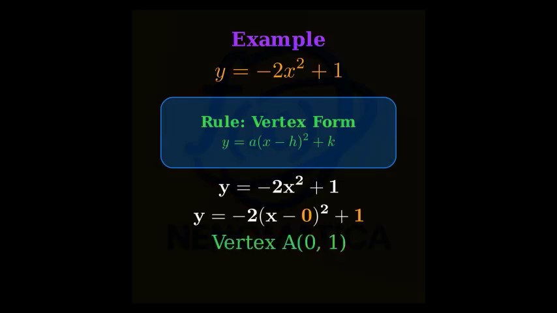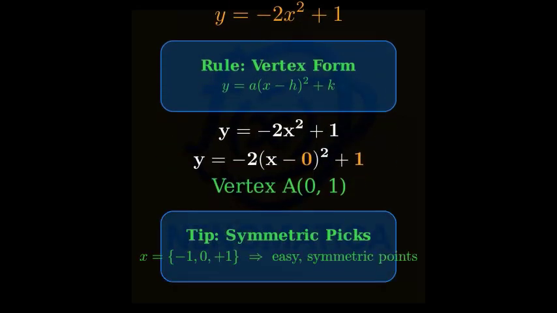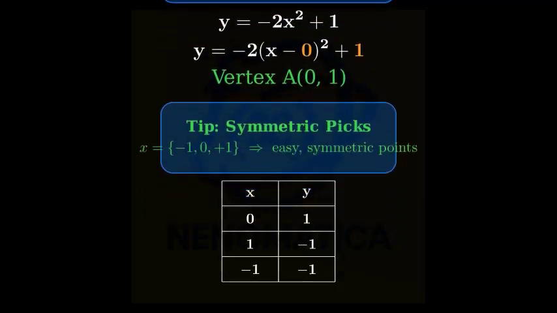Step 2. Create a small table of values around the vertex. We will evaluate x equals 0, 1, and negative 1. At x equals 0, y equals 1. At x equals 1, y equals negative 1. At x equals negative 1, y equals negative 1.